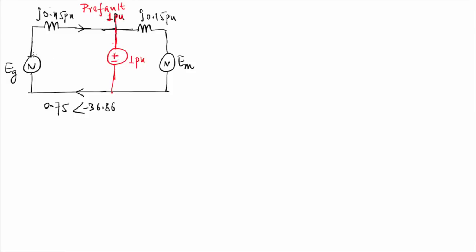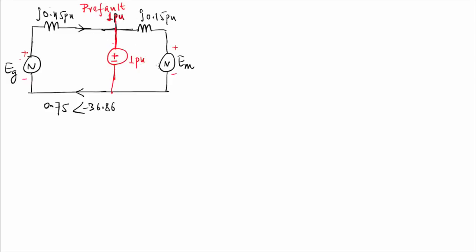I can write like this, and this is taken for any particular value of time. The polarity of EG is plus to minus, EM is something like this, and the voltage across bus 4 is 1 per unit. Means by using the substitution theorem, I can connect an ideal voltage source having 1 per unit value. I can write like this.